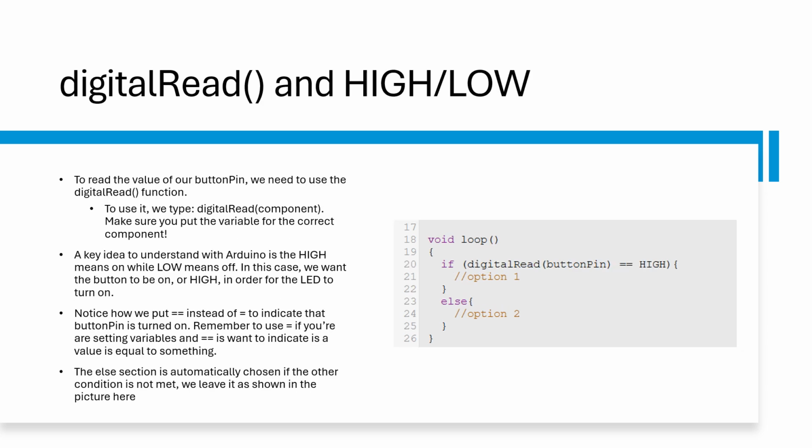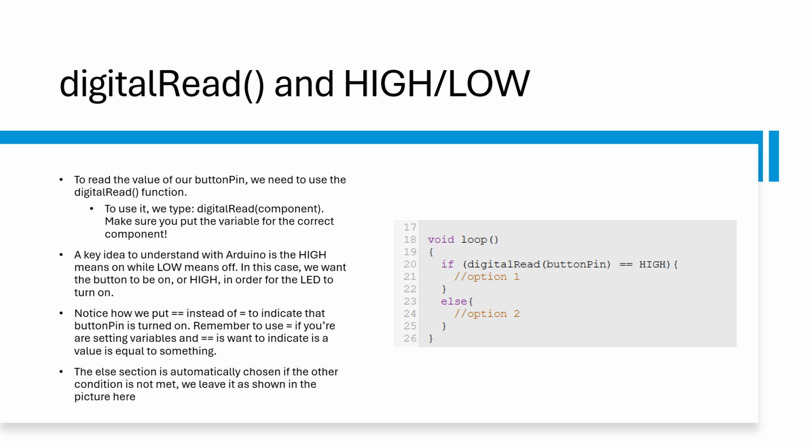For our first condition, we want to check if the button is turned on. To do this, we'll need the digital read function. This will have the Arduino check the component to see if it's turned on or off. The component you want to check should be in the parentheses here. To check if it's turned on, we'll say to check if the component reads high.